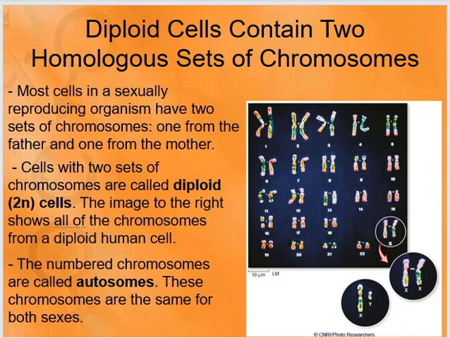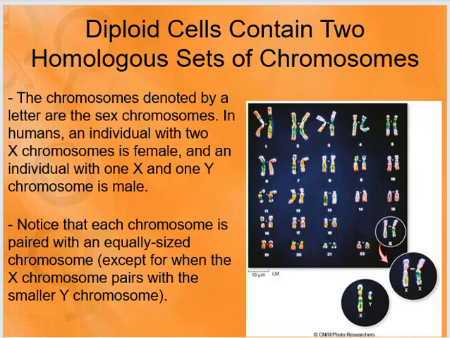The numbered chromosomes, 1 through 22, are called autosomes. These chromosomes are the same for both sexes. And then we have the sex chromosomes, noted by an X and a Y. The X is a chromosome to produce a female. The Y produces the male. If you look here, you can see the X chromosome is a full chromosome, while the Y is a little tiny chromosome. And this is where sex-linked traits can occur.